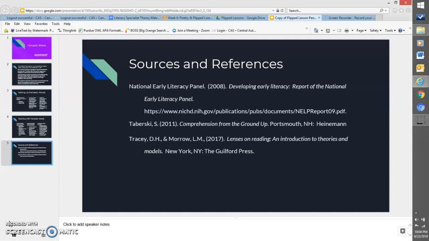And also then we want to use best practices. And a reference for this being a best practice is the National Early Literacy Panel, Developing Early Literacy: Report of the National Early Literacy Panel. And there is the link if you want to go and look at that.